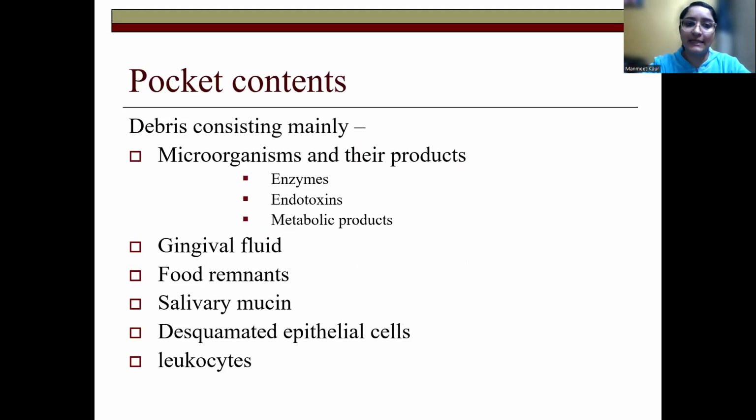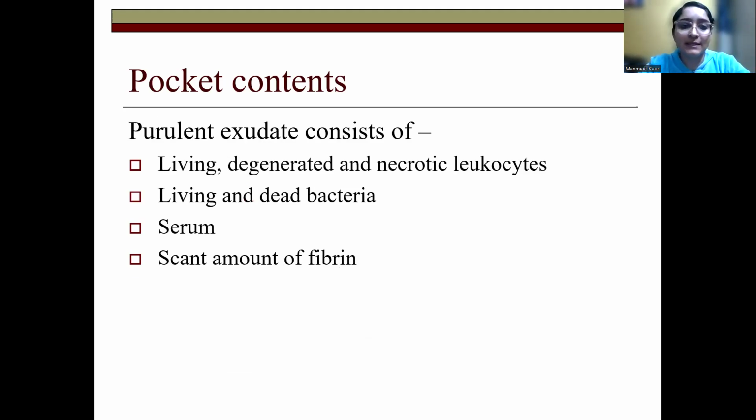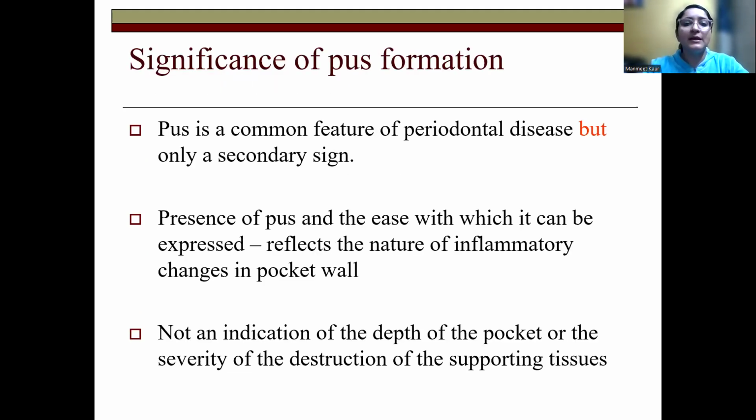Next is pocket contents. What contents can be present in the pocket? Basically microorganisms and their products, gingival fluid, food remnants, salivary mucin, desquamated epithelial cells, leukocytes. Purulent exudate consists of living, degenerated and necrotic leukocytes, living and dead bacteria, serum, and some amount of fibrin. What is the significance of pus formation in the pocket?